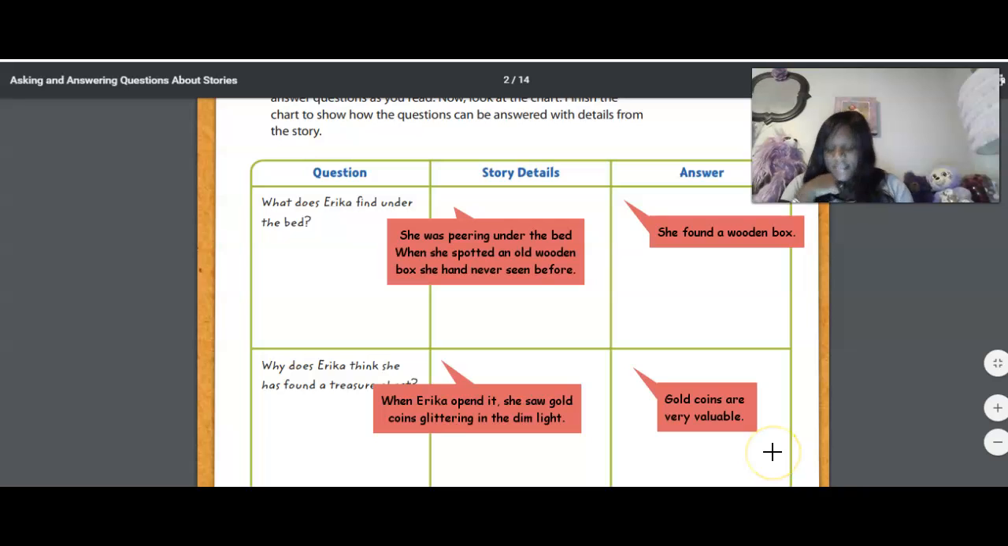So just to summarize, we want to make sure that we use story details to help us answer the questions. And that's it for this mini lesson. Thank you.